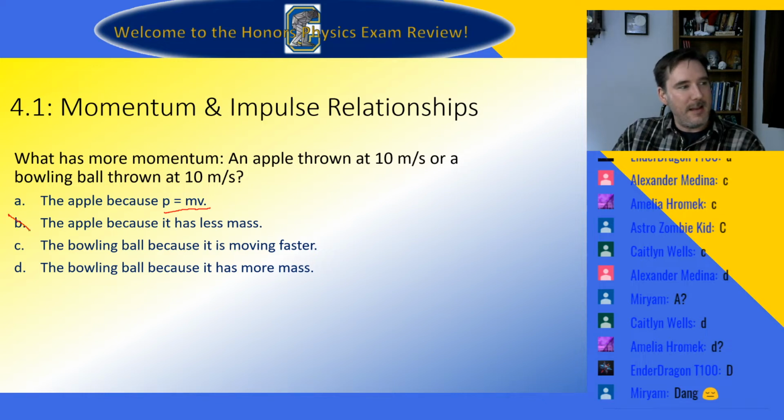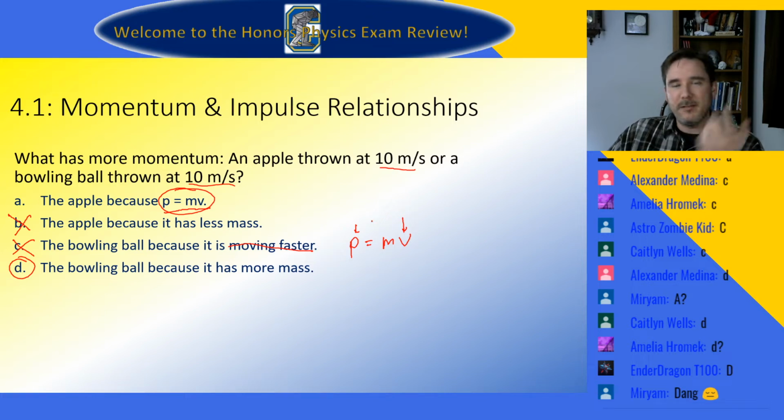The apple does not have more mass, so that is absolutely not true. So I'm glad nobody chose that. The bowling ball is not going faster because it literally is going the same speed as the apple. So the answer is D. That's just what it is. It does absolutely have to do with this equation. So momentum is P, and if they're moving at the same velocity, but one of them has a bigger mass, well, then you're going to have a bigger momentum. So that's just how it is.